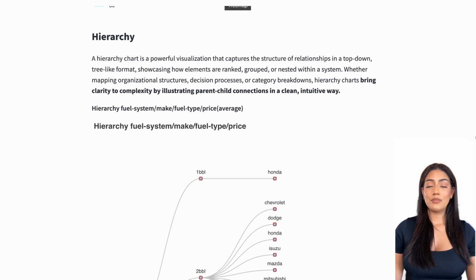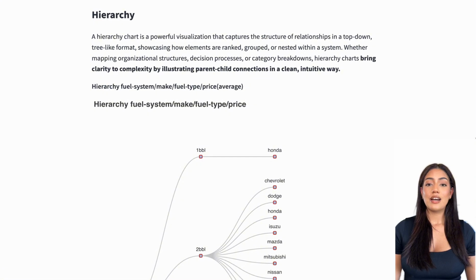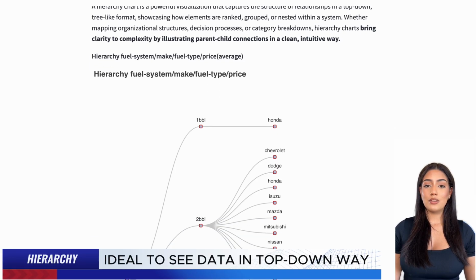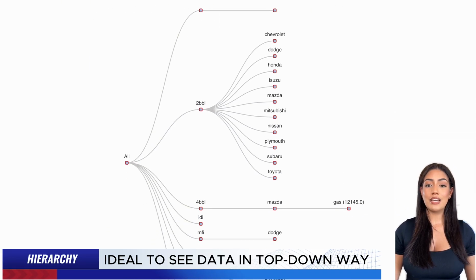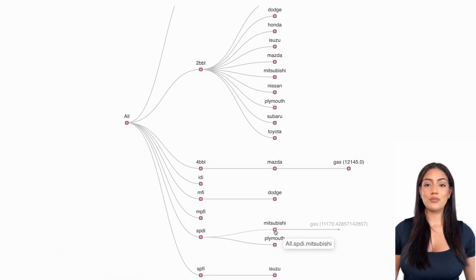Alright, my friends, I am really excited to talk about the next visualization, which is the hierarchy chart. A hierarchy chart is a powerful visualization that captures the structure of relationships in a top-down tree-like format. They bring clarity to complexity by illustrating parent-child connections in a clean, intuitive way.